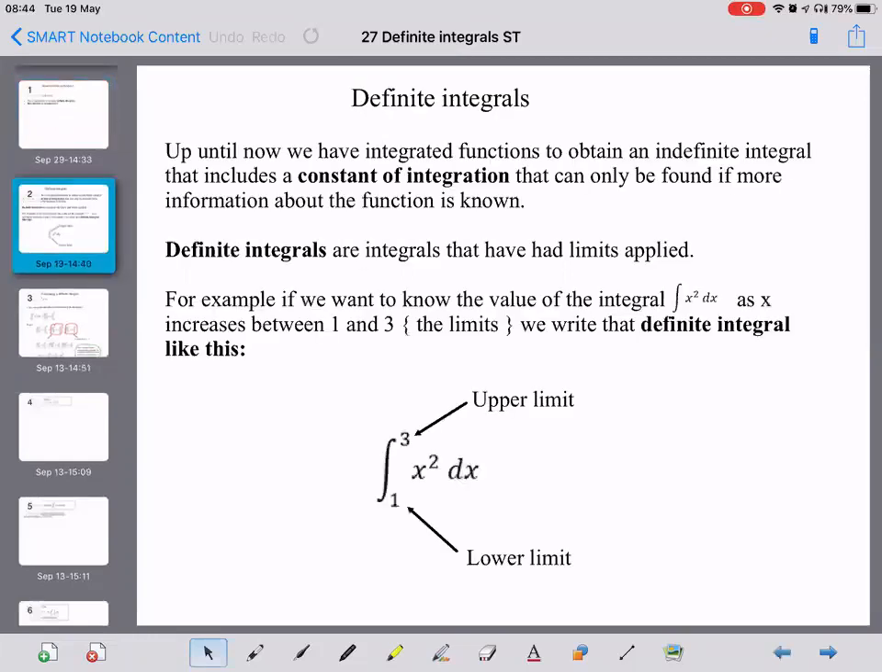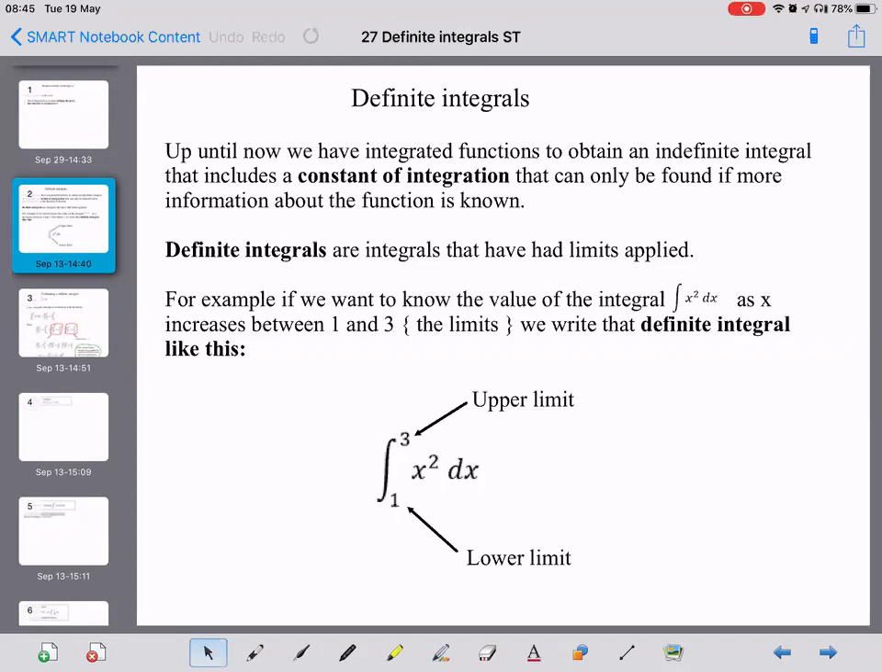Up until now, we've integrated functions to obtain what's called an indefinite integral that includes a constant of integration. We can only find out the value of that constant of integration if we have more information about the function, usually its value when the variable is equal to a certain value. So if you know what the function is equal to when x is 1, you can put that value in and find out what the constant is.